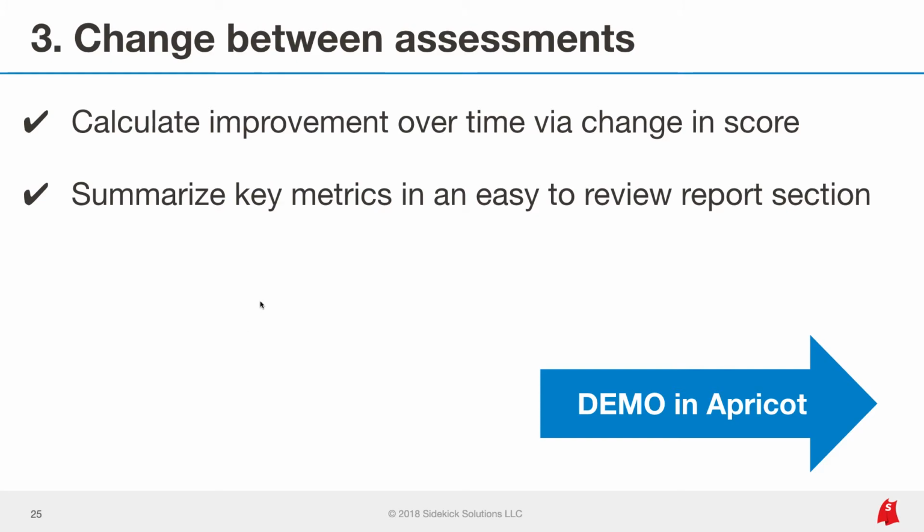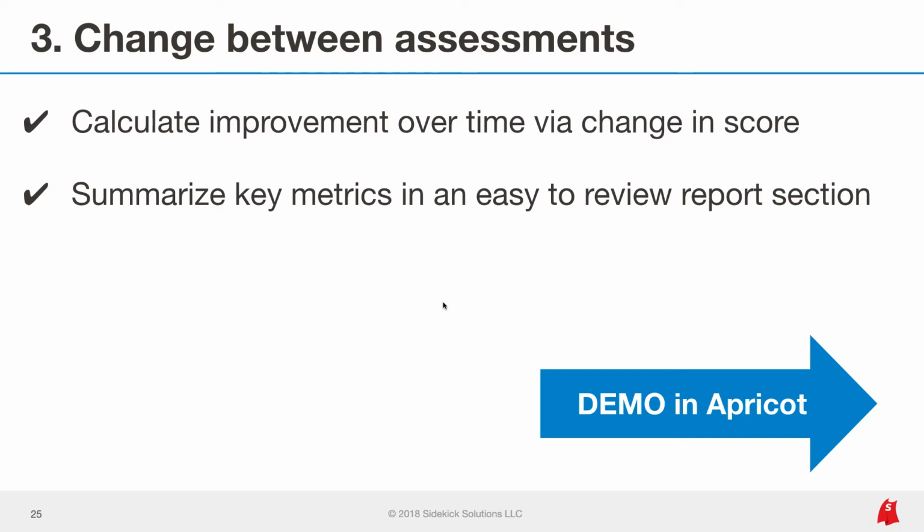Now, finally, let's take a look at our third approach at analyzing this data, which is to take a look at the change. So looking at change in score, and this might be a change in an average score or a total score at assessment, or it might be looking at a specific metric, but taking a look at the change between one assessment to another. So you can calculate improvement over time with this approach, and you can also summarize key metrics in a report section for easy review, just like we were looking at before.